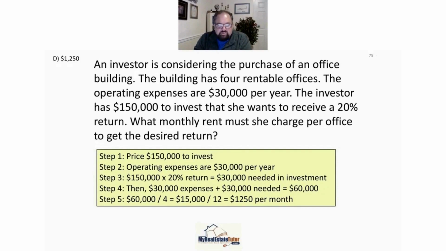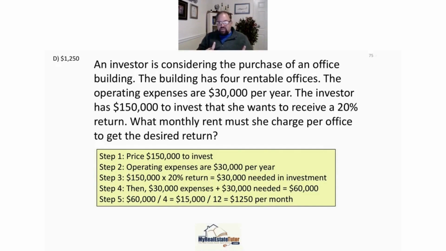The investor has $150,000 to invest. So that's my step number 1. That's how much money they have to invest. Now, out of that, I've got operating expenses that are going to be incurred per year at $30,000. Now, if I take $150,000 times 20% return, that's what I want to make on my $150,000. That's going to be $30,000 needed in the investment. So $150,000, I want a 20% return. That's $30,000 needed in investment. That's not including operating expenses.